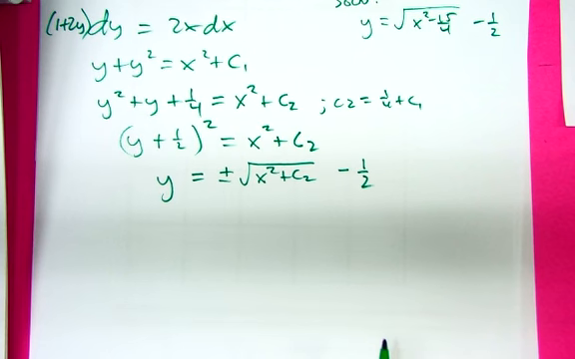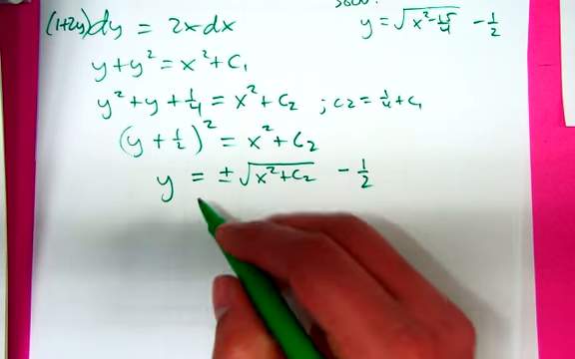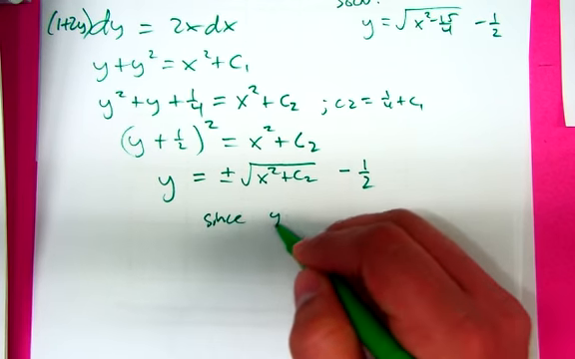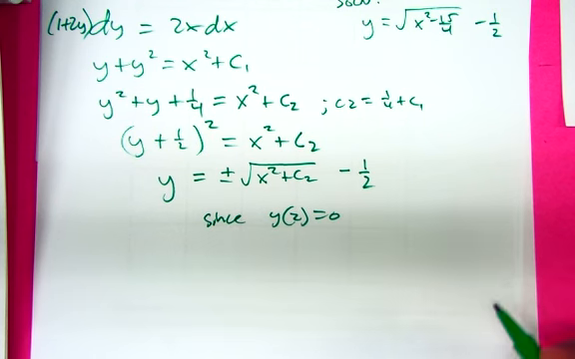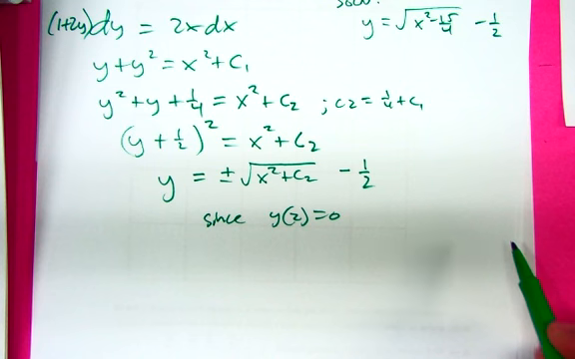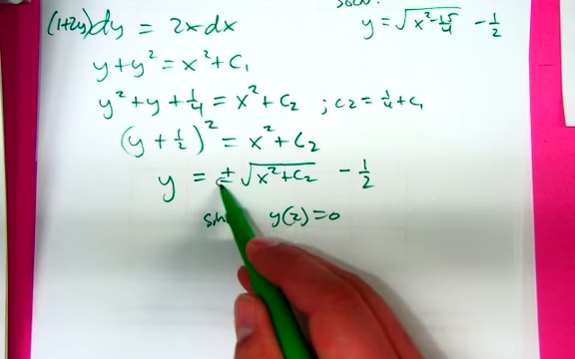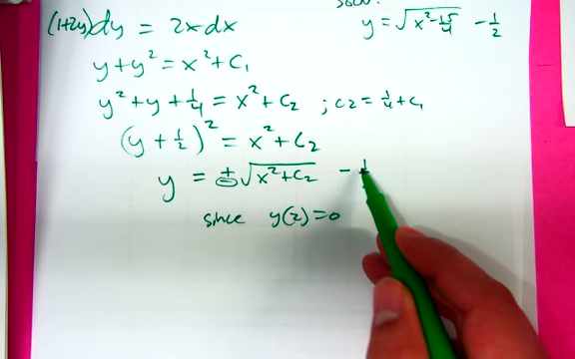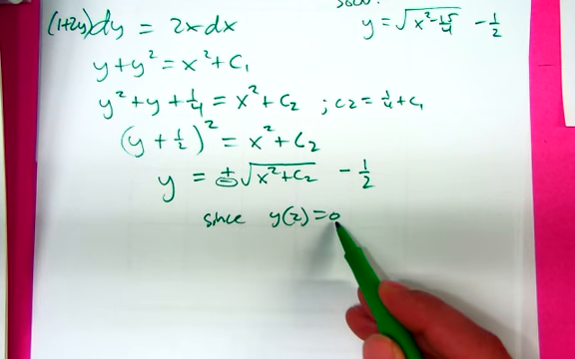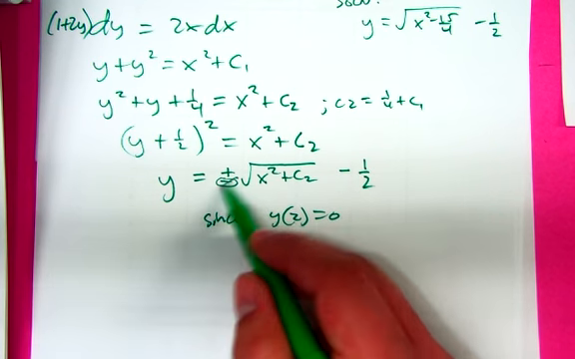So this is what I have as the solution, but now since y of 2 is 0, we can remove this case, as we were saying earlier, because a negative minus a half is never going to give us a y value of 0. Okay, so we toss that out.